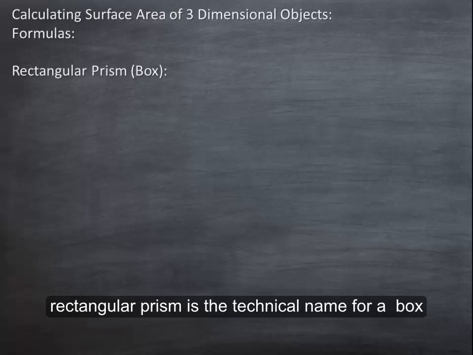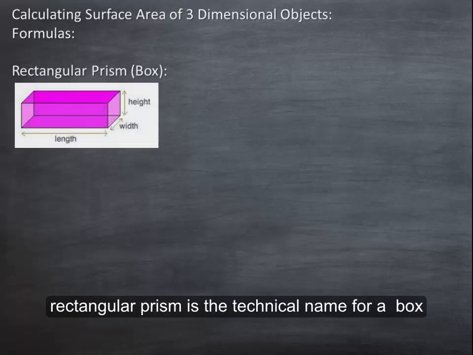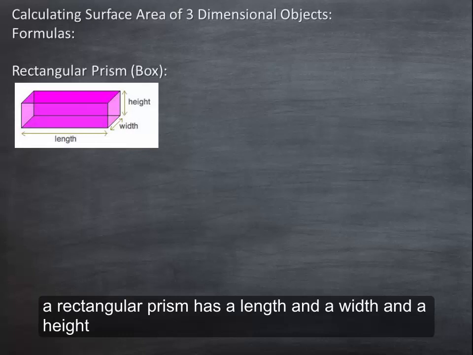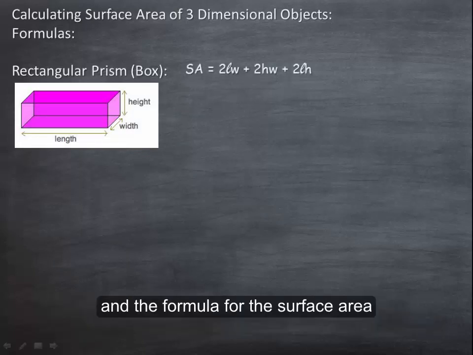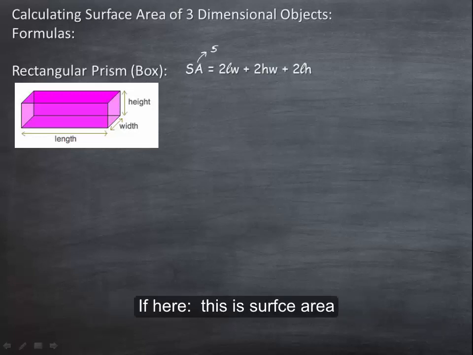To calculate the surface area of three-dimensional objects, we have some formulas. Rectangular prism is the technical name for a box. A rectangular prism has a length and a width and a height. And the formula for the surface area is here. This is surface area.